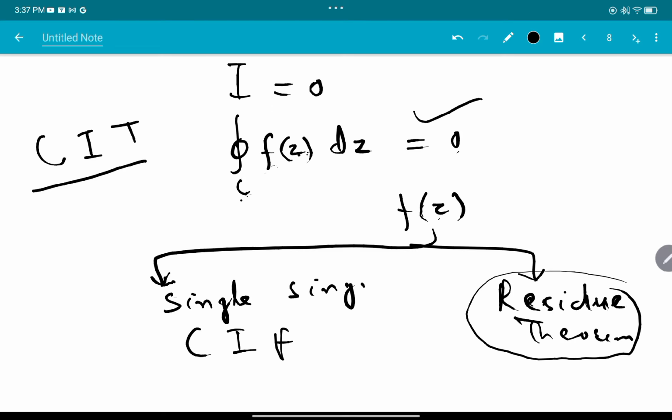Now let us go back. Before going to Cauchy's integral formula and the residue theorem, we will first do one more thing. We will take up some problems, especially an important integral that I will be using in Cauchy's integral formula. But that will be in our next video.